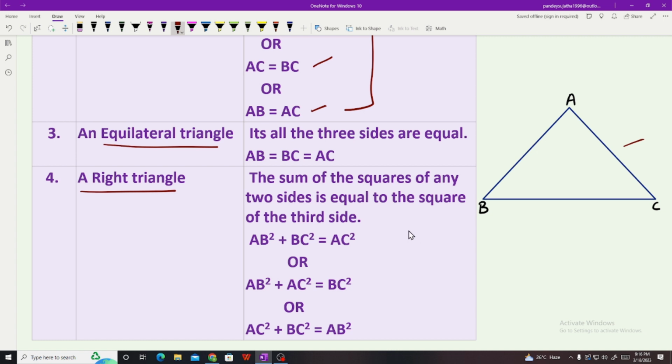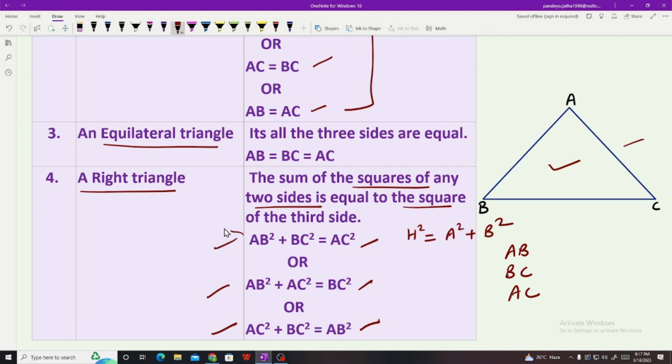As you know, Pythagoras theorem says hypotenuse square is equal to altitude square plus base square. So if you are able to show the sum of the squares of any two sides is equal to the square of the third side, then the triangle will be a right angled triangle. So here just use the distance formula to find AB, BC and AC and put the values here. If you are able to show any one condition, then the triangle will be a right angled triangle.